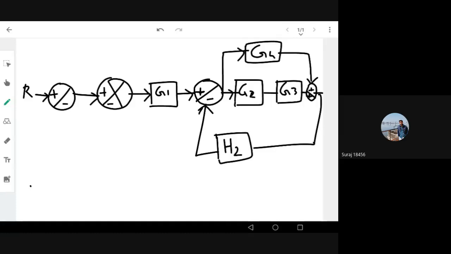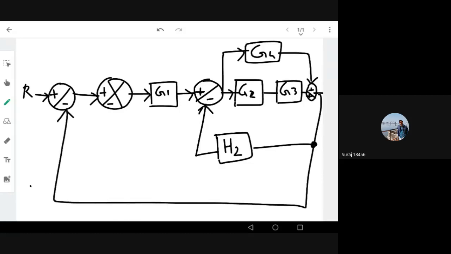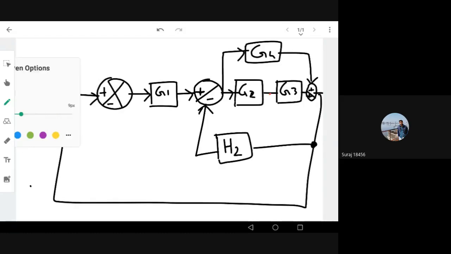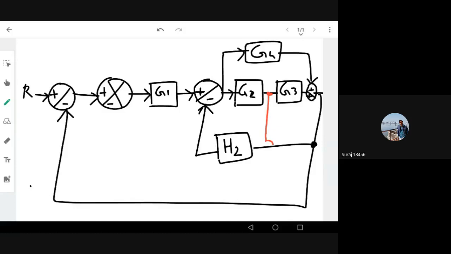And this output is also going directly to the input as well. And the output from G2, I will draw in a different color. The output from G2 is also going to a transfer function H1. It's also going to this place. Okay, so this completes your question.